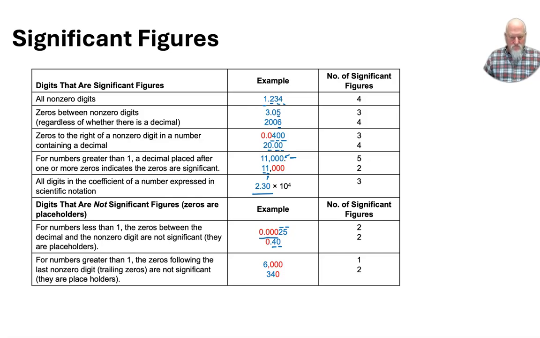6,000, trailing zeros, no decimal, those don't count, so only the 6 is significant. And 340, the 3 and the 4 are significant, there's no decimal, so that trailing 0 is not significant, so there's 2. The number is still 340, but if I was to repeat the measurement, I might get 330 or 350. Okay, that last significant figure is where the error occurs.